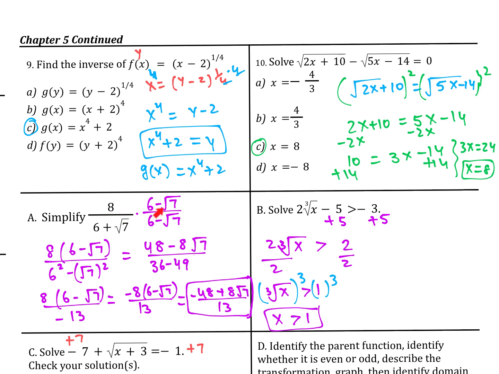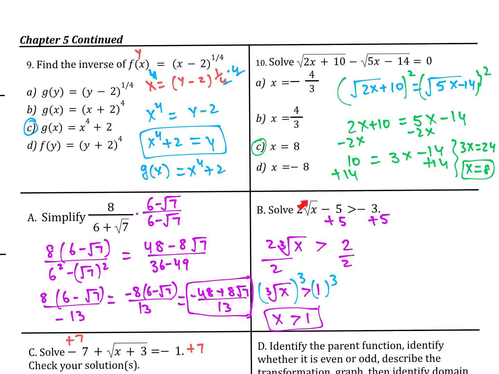8 times 6 minus square root 7. Here we have (a plus b)(a minus b), which is a squared minus b squared. A squared is 36 minus 49. You got -13. Take the negative to the top expression. So you got -8 times 6 is -48. -8 times negative square root 7 is positive 8 square root 7.